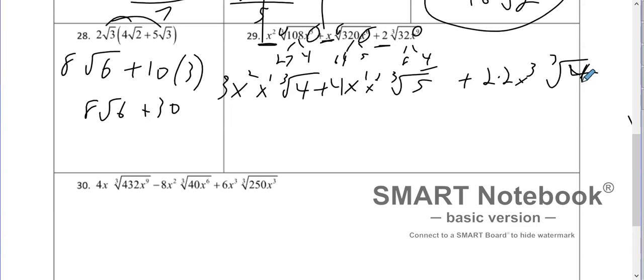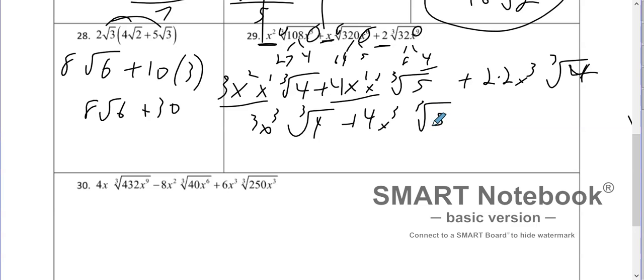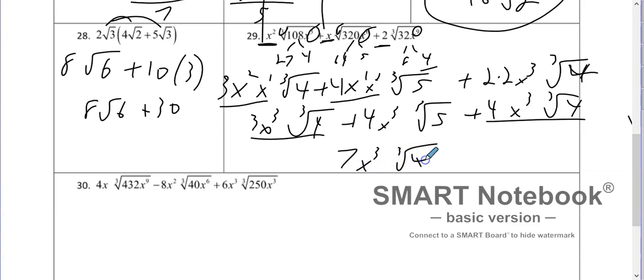Now, slowly clean it up. This ends up being 3x cubed times the cube root of 4. This ends up being 4x cubed, but cube root of 5. Not the same. I know they both have x cubes on the outside, but they're different radicals. Plus 4x cubed, cube root of 4. This one and this one will join together, which gives me 7x cubed times the cube root of 4 plus 4x cubed times the cube root of 5. Final answer. You just got to take it slowly.